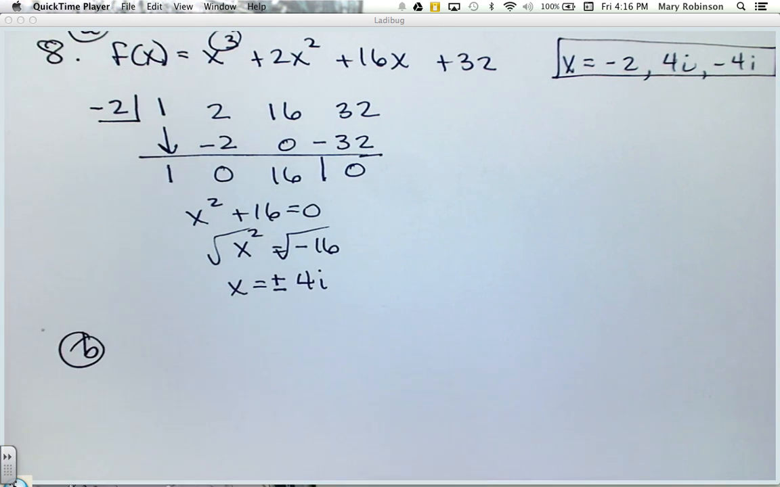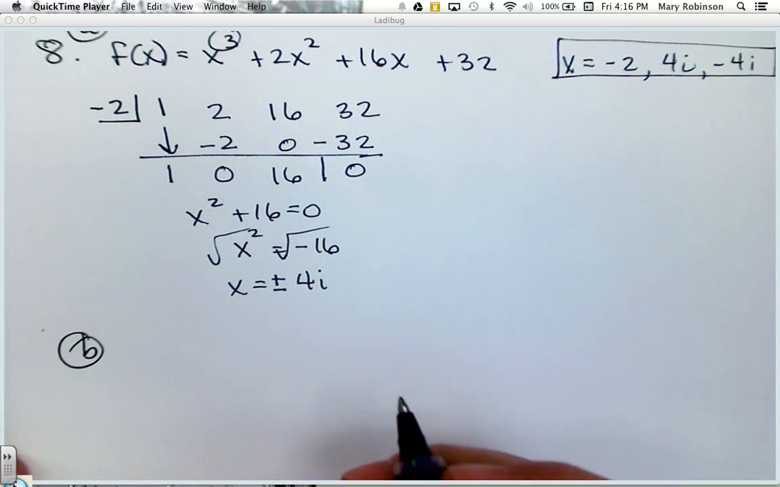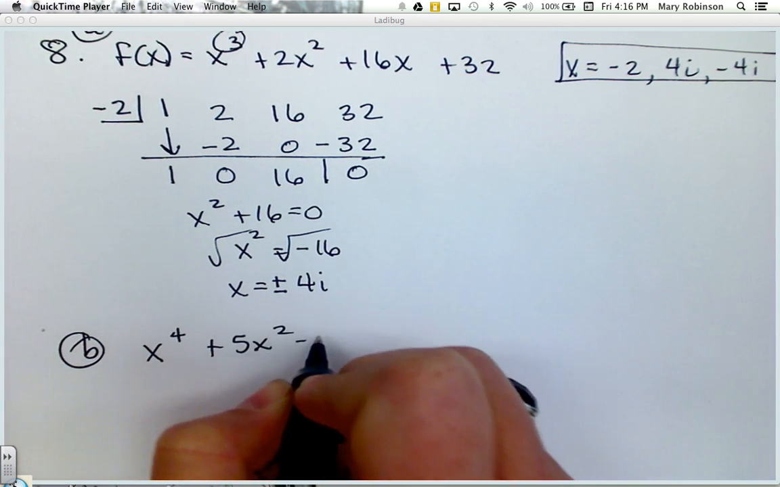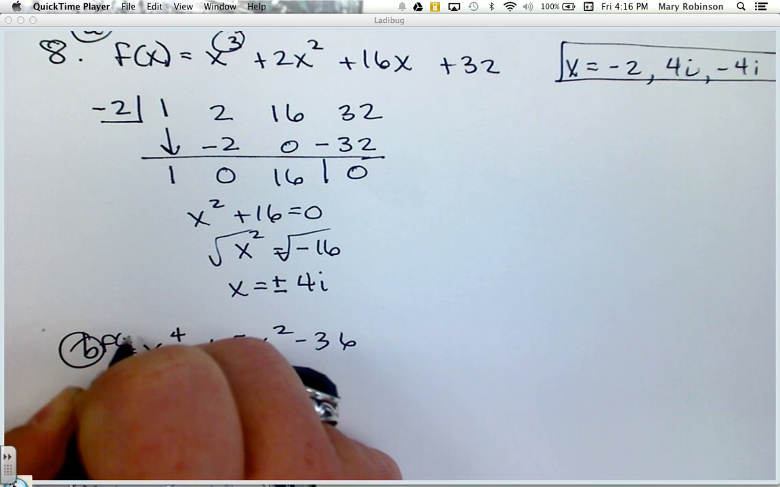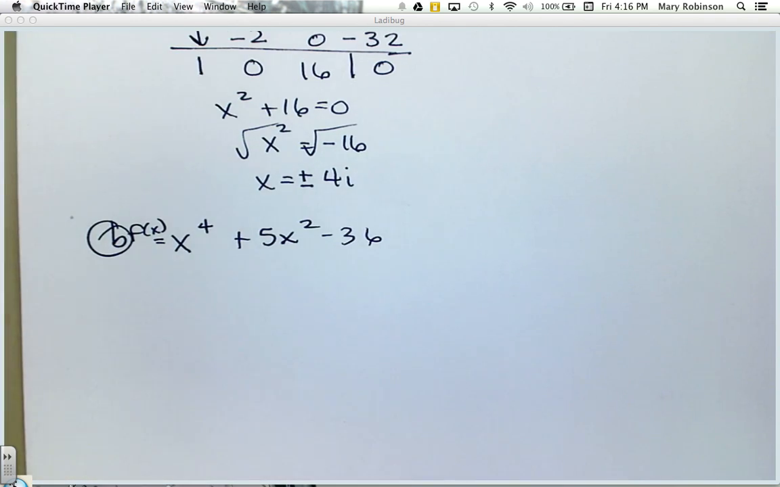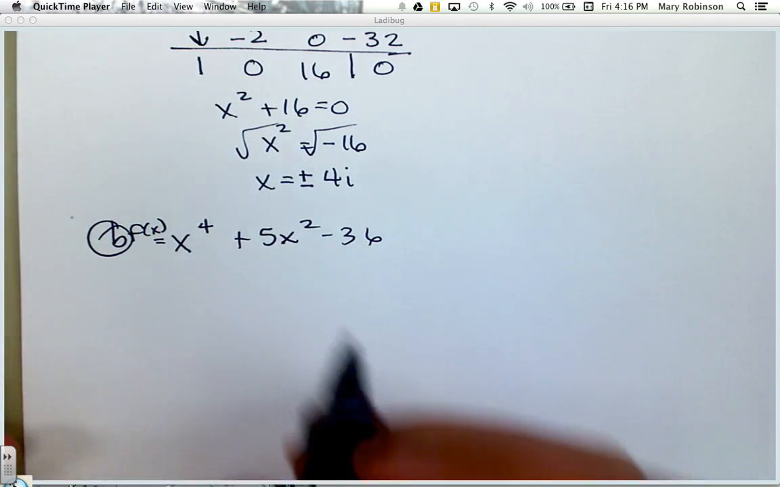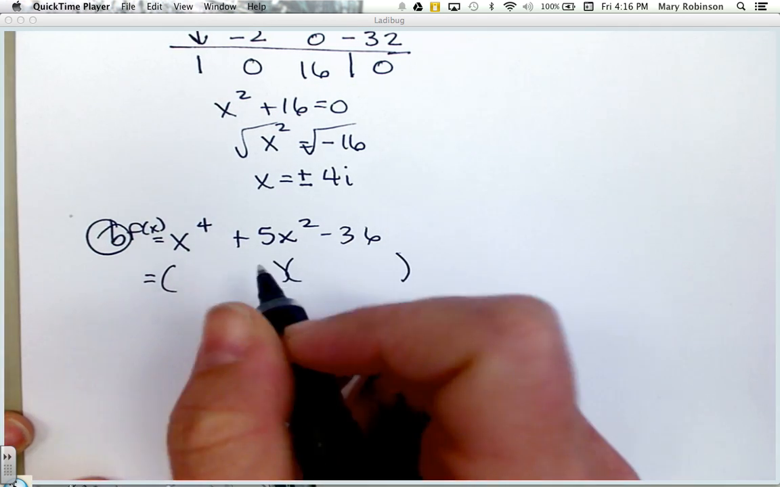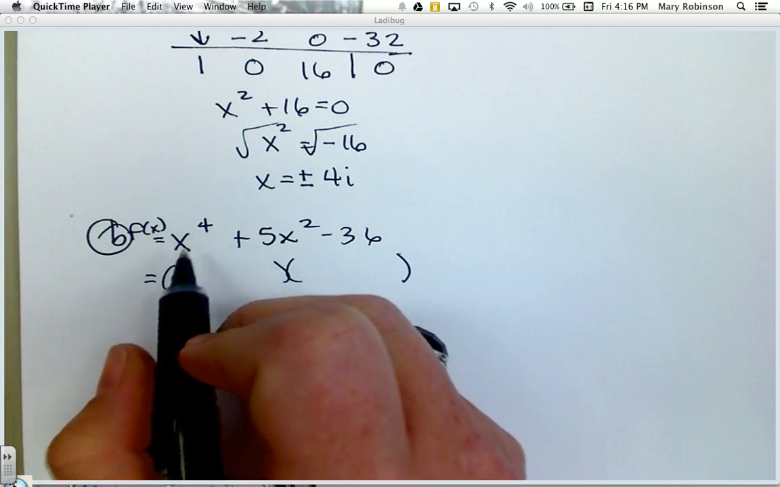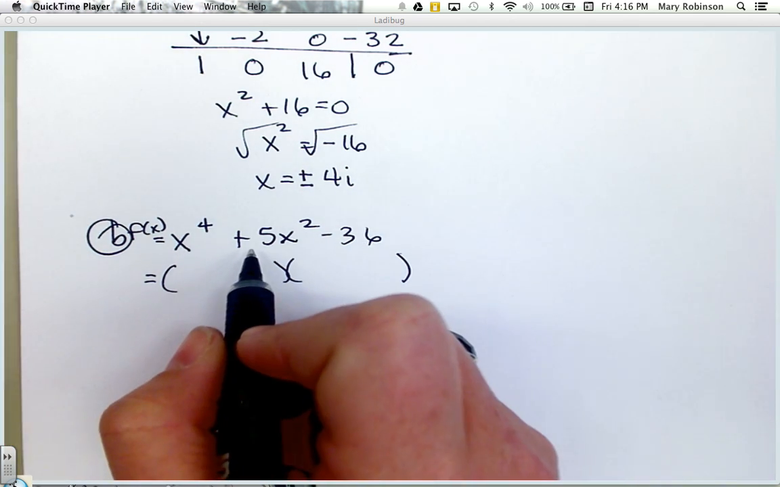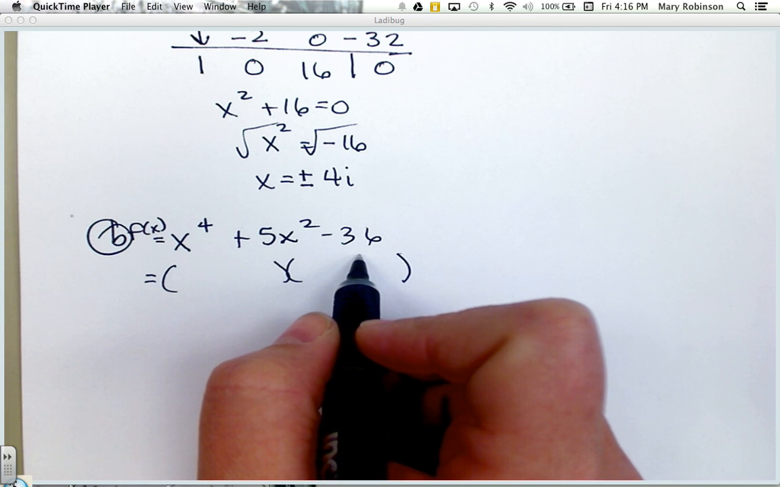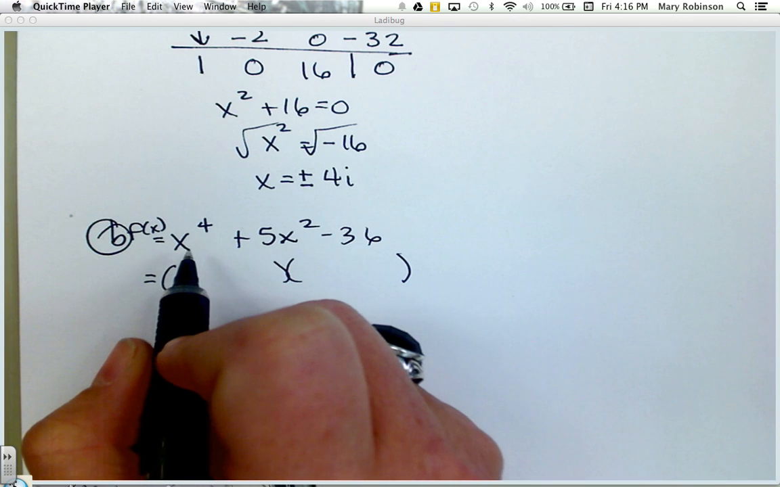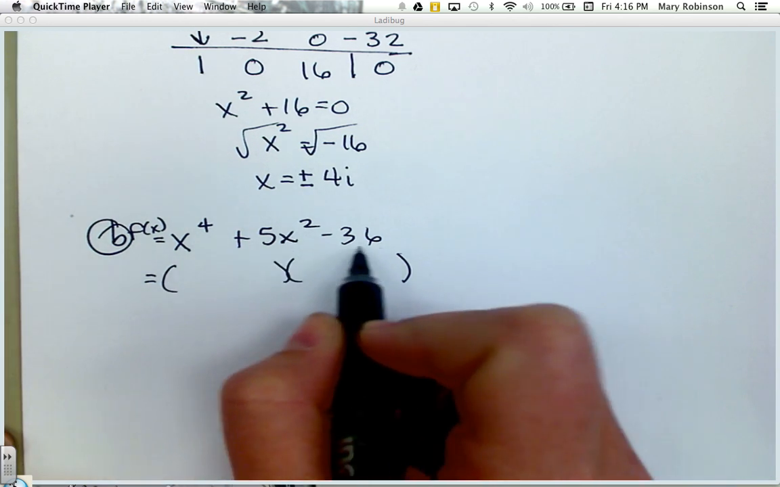Moving on to B, I'm going to go ahead and write this one down. F of x, oops, x to the 4th plus 5x squared minus 36. Please remember that if your polynomials are factorable, you should factor them. We know that this is factorable because we can find factors of 36 that will combine to give us 5, namely 9 and 4. And we also know that our exponent in the middle is half that of the first term. So we've got x to the 4th, this is x squared, and then a constant.